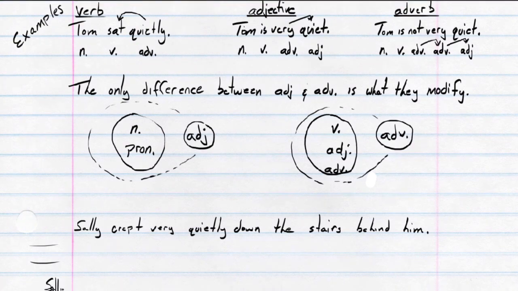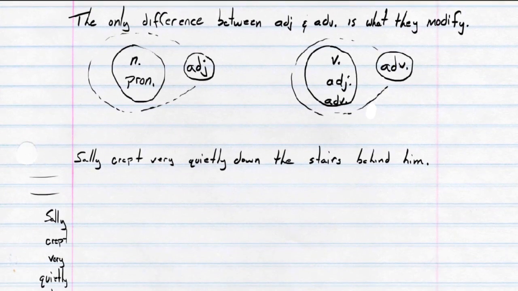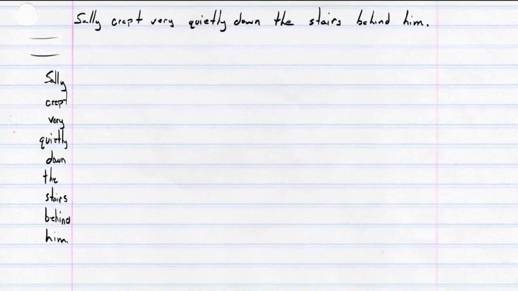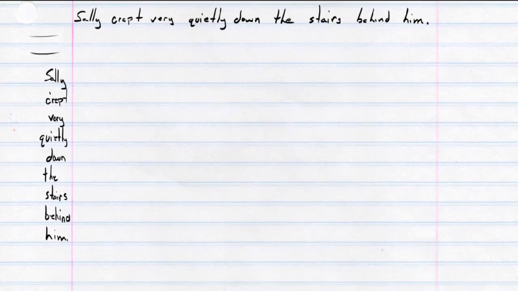All right, let's put some of this to use. I think we've got our pictures down. I'm going to go ahead and move this all the way up so that our last note is on the page and fully visible. Sally crept very quietly down the stairs behind him. Okay, I'm going to fill in a couple things we don't have yet according to our notes. Down is a preposition as well as behind. Prepositions show the relationship of two things in the sentence. So in this case, down is a preposition and behind is a preposition.